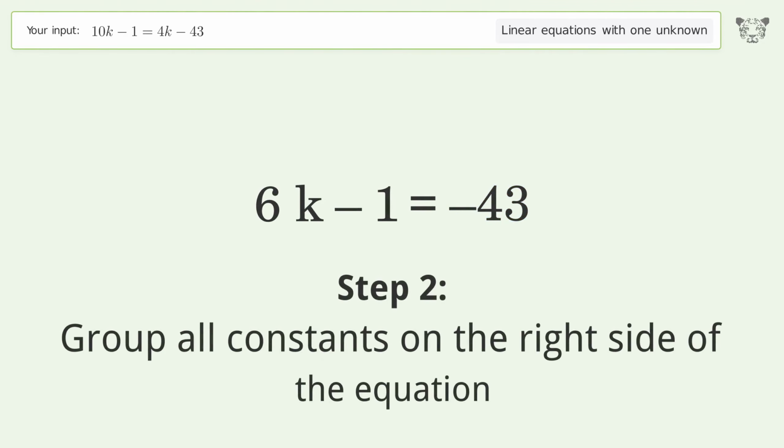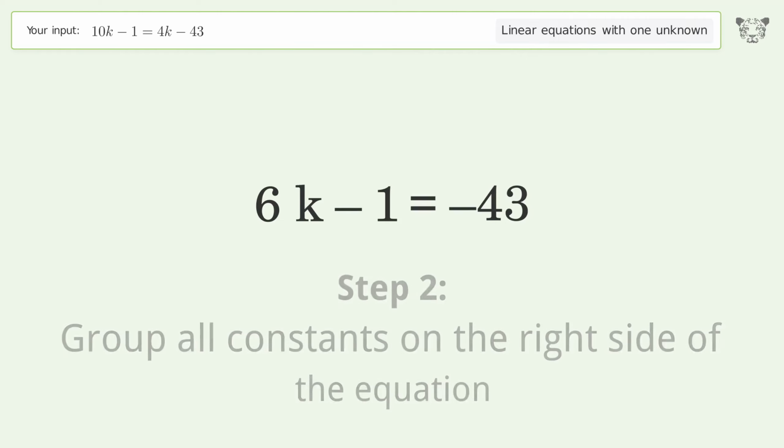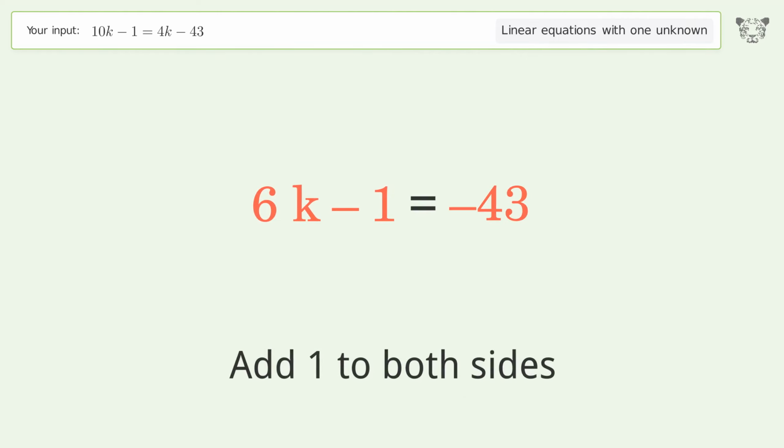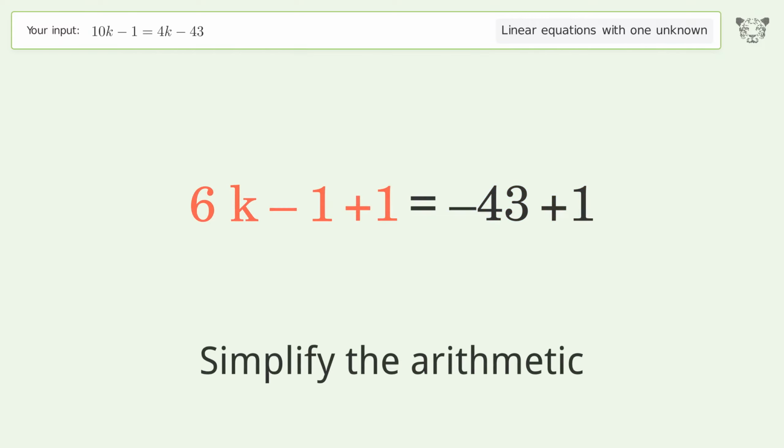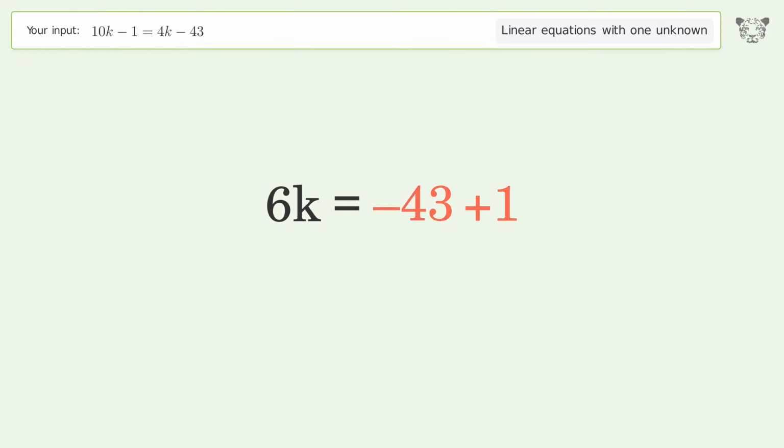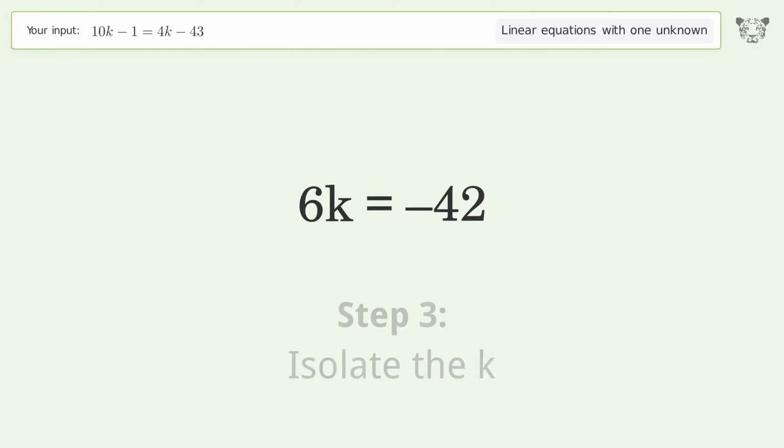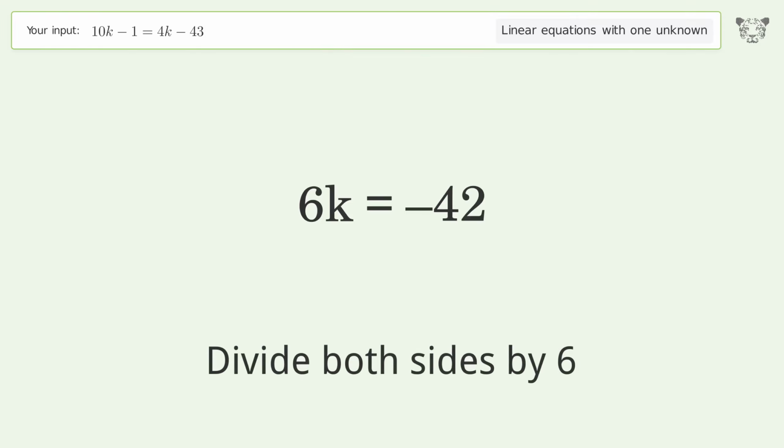Group all constants on the right side of the equation. Add 1 to both sides. Simplify the arithmetic. Isolate the k. Divide both sides by 6.